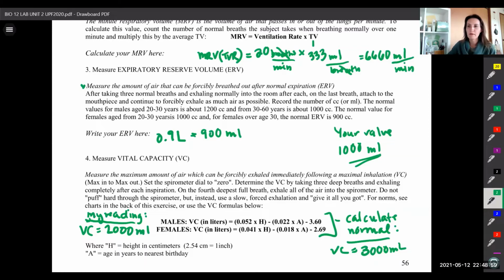So I have normal, I have my reading. Keep in mind what you're going to be doing here, if you haven't done so already, is that you're just going to use the equation that's going to give you what would be the normal value, and you're going to pretend that that is your own as well. And that makes you 100% of normal, right?